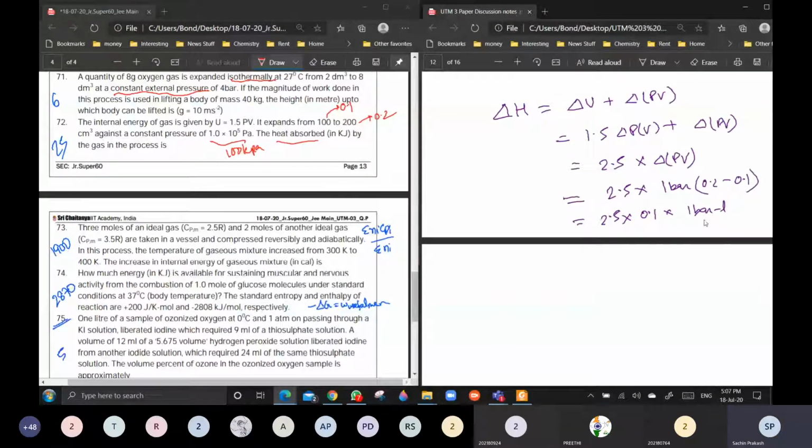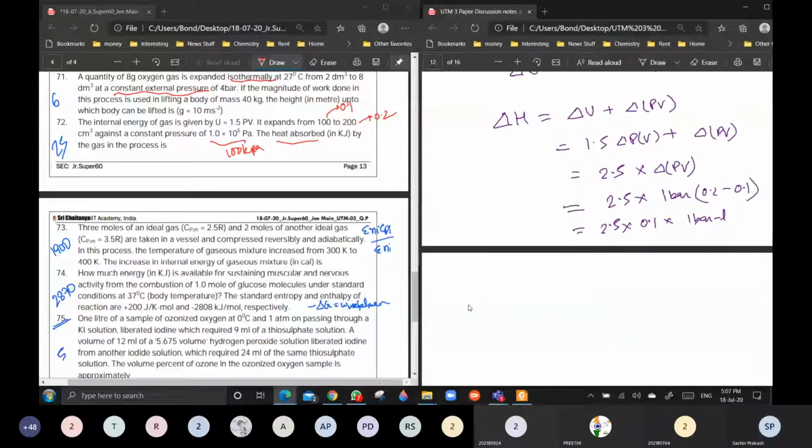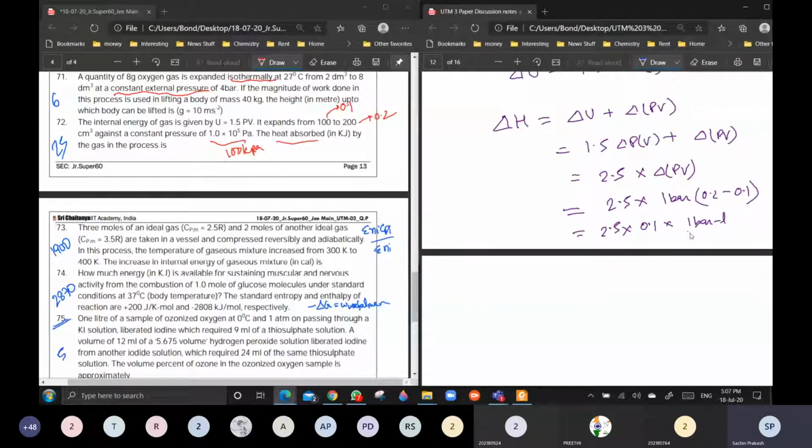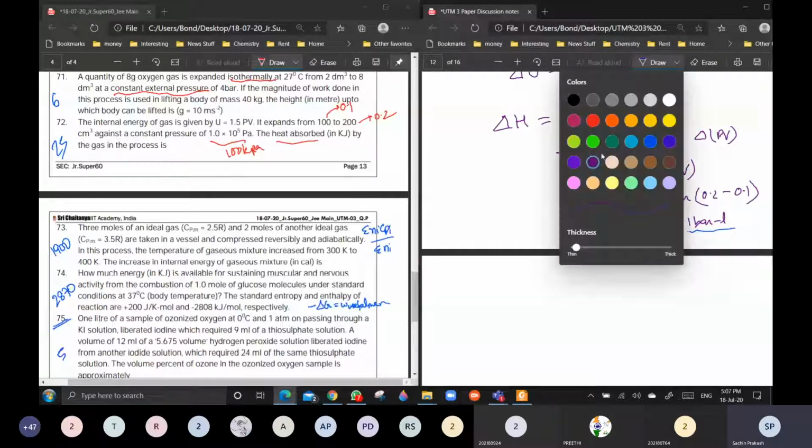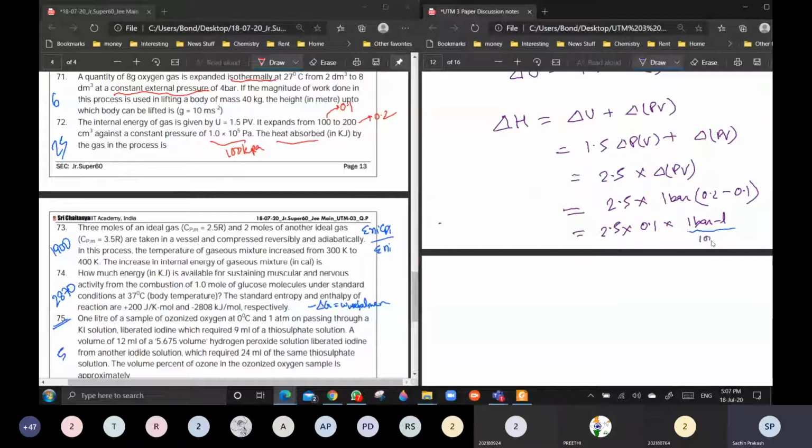So this will be equal to... no, it is not working. Okay, yeah, it is working. I think I have to do something. So this is like 100 joules. How much? 250 joules. 1 bar into 1 liter is 0.1 bar liters actually. 25 joules. Yeah, it will be 25 joules.